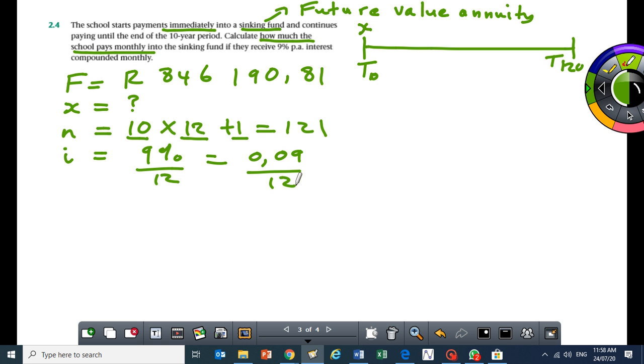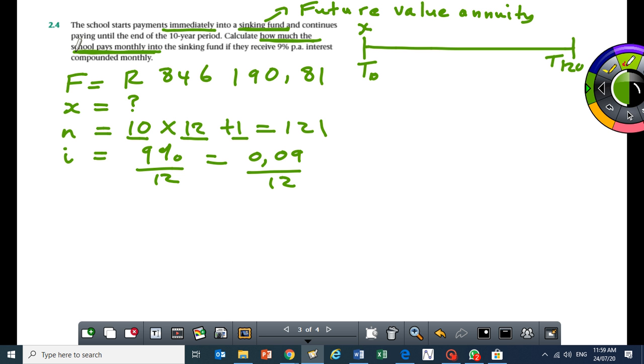Now, why is it a future value annuity? Number one, because it involves saving. We have got a sinking fund. Number two, there is a monthly payment which is made for the duration of the time period. So those are the two key things in the question that make it a future value annuity. There's saving money because of the sinking fund. There's a monthly payment which is going to be made every month for 10 years. That's why it is a future value annuity.